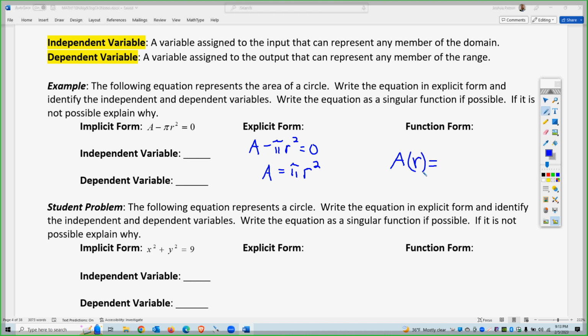There we go. A of r equals pi r squared is the function form, which you'd use in something like Microsoft Excel or your calculator. All right, so you plug in an r, it will give you an a, which is the dependent variable. So the area is dependent on the radius that you have, essentially. Okay, pause the video, try a student problem.